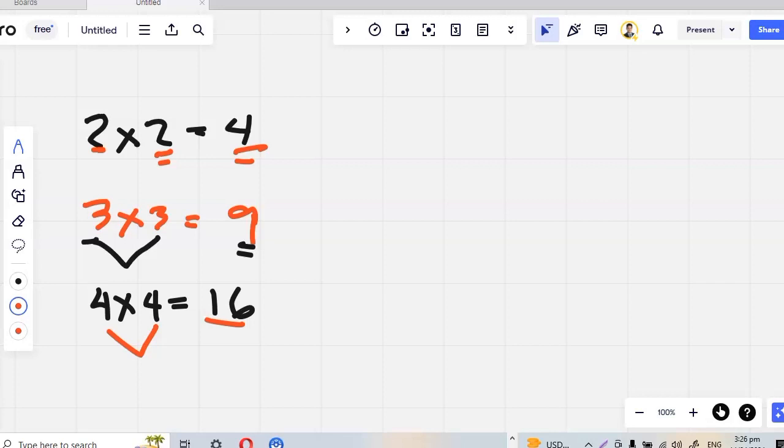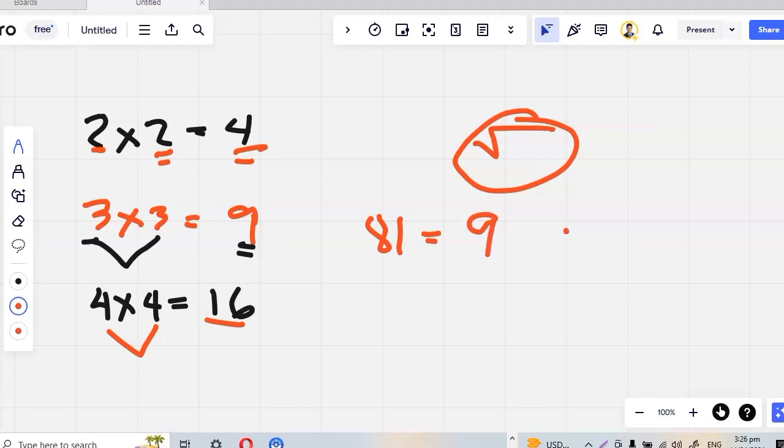Alright, so now let's proceed to the principal root of a number. When we say principal root of a number, it is the positive square root of a positive real number. So the symbol for a square root is this one. If I have here 81, the principal root of this number is 9, not negative 9.